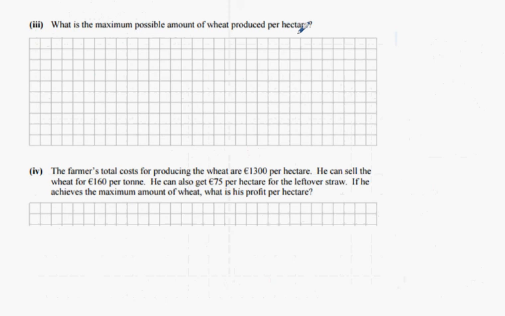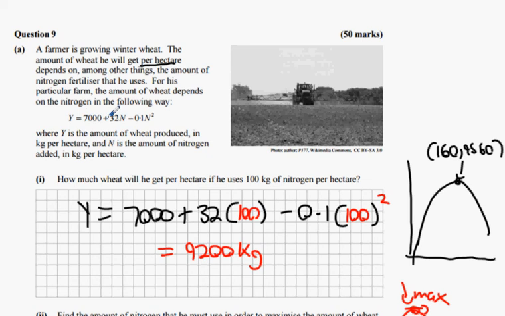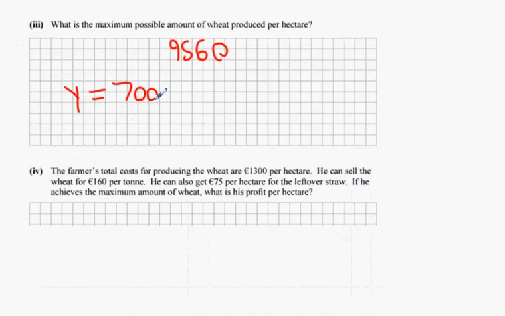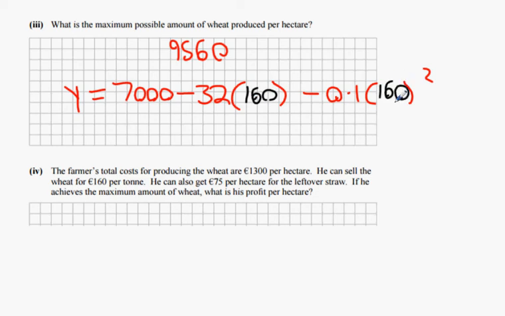What is the maximum possible amount of wheat produced per hectare? We got the answer right, didn't we? 9,560. Now, how would you do that without the table function? You'd insert your 160 back into this formula here. So it's 7,000 plus 32 times whatever the number is minus 0.1 times whatever the number is squared. We used 160 both times, and that produced a yield of 9,560 kilograms. Is it plus 32? Okay. Is that right? Plus 32? Yeah. So it works out.